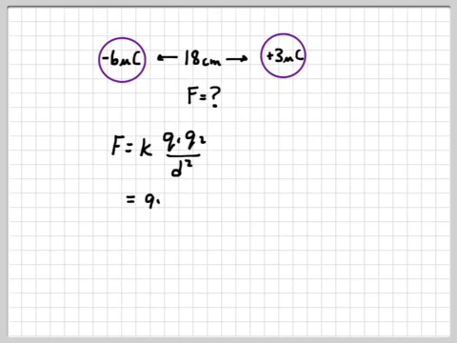and let's plug in the values. K is always 9 times 10 to the ninth. That's a constant. It's called the Coulombic constant, or Coulomb's law constant.